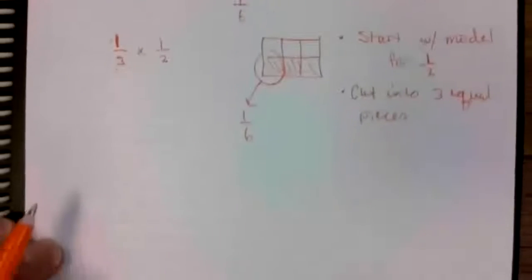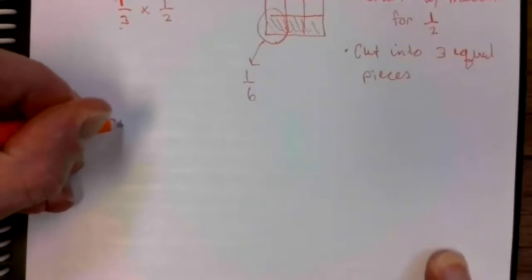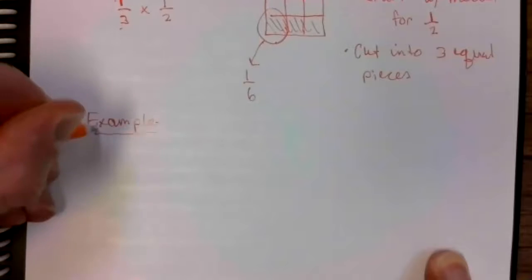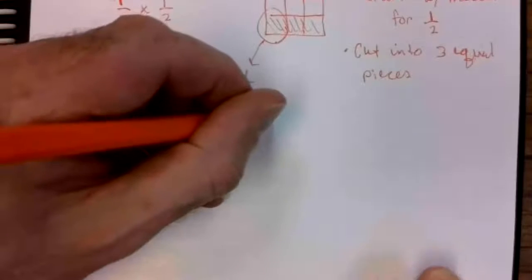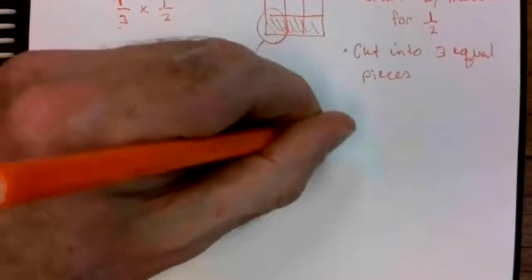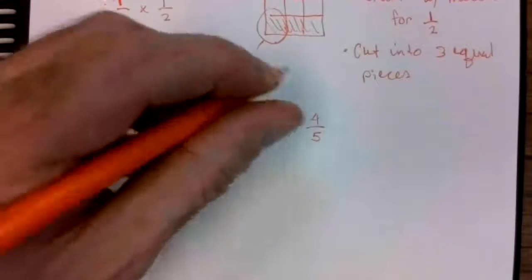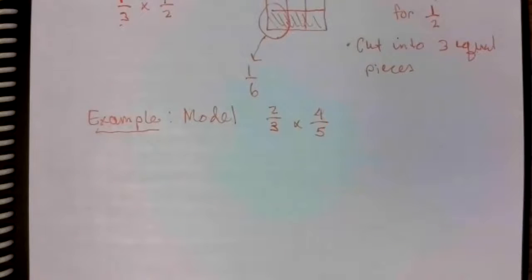So here's what I want you to do in your seats here. I want you to come up with a model for 2/3 times 4/5. Okay? I want you to create an area model for 2/3 times 4/5. Take a second in your seats, see what you can do.